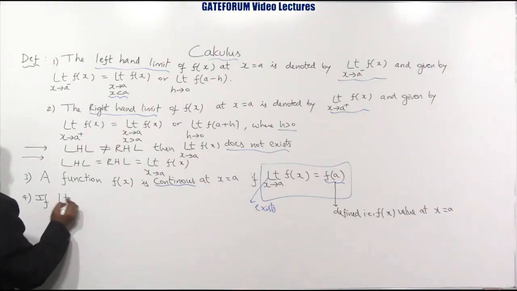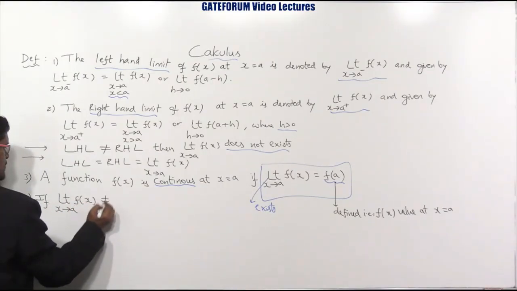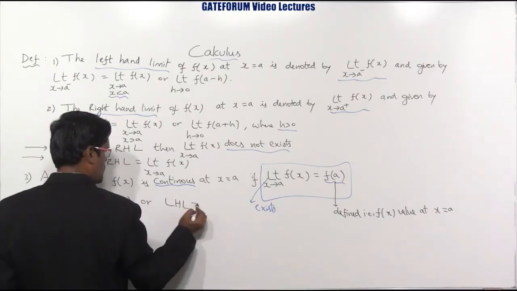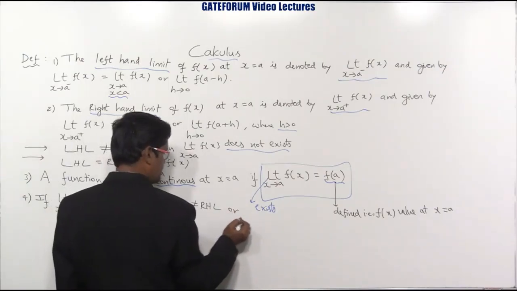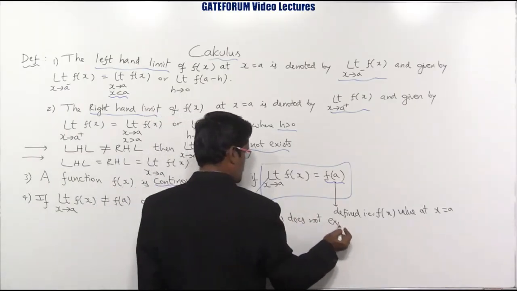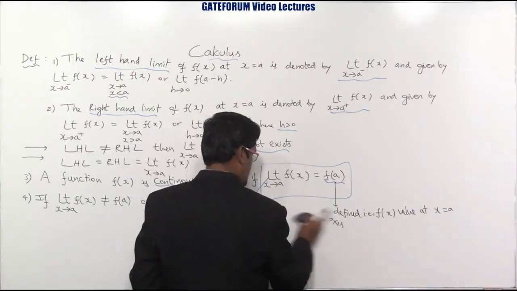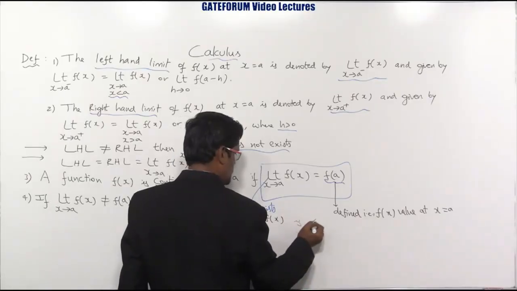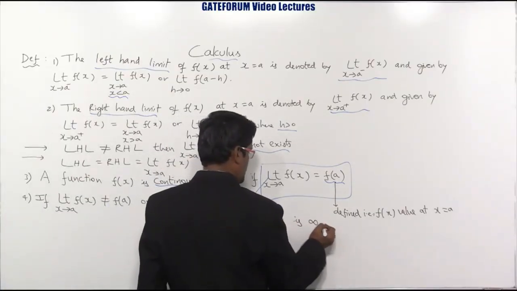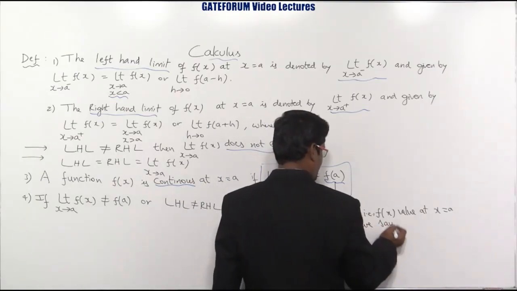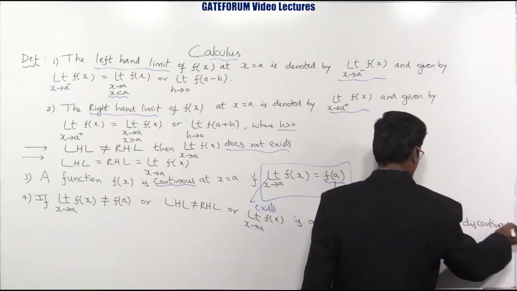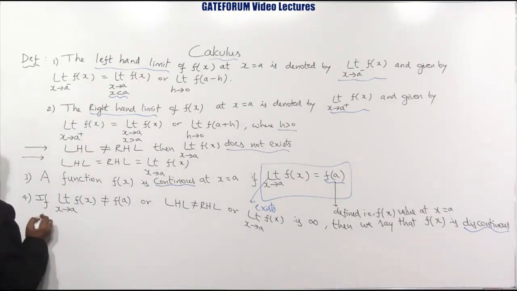If limit x tends to a of f of x is not equal to f of a, or left hand limit not equal to right hand limit, or limit x tends to a of f of x does not exist, or the limit of f of x as x tends to a is infinity, then we say that f of x is discontinuous at x is equal to a.